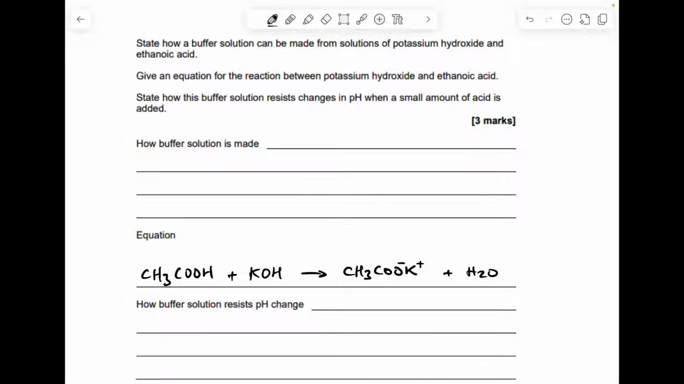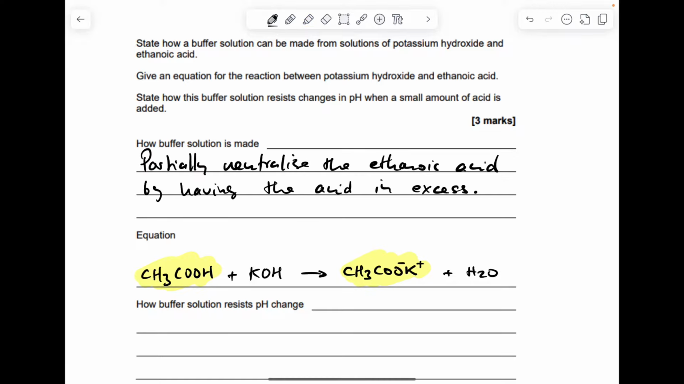So we'll move on to how the buffer is made. The essential components of this buffer are the weak acid and the salt of the weak acid, specifically the negative ion. So how do we generate a buffer solution? We just need to make sure that there's some weak acid left at the end of the reaction. So we would partially neutralize it, and the way we do that is have the acid in excess.